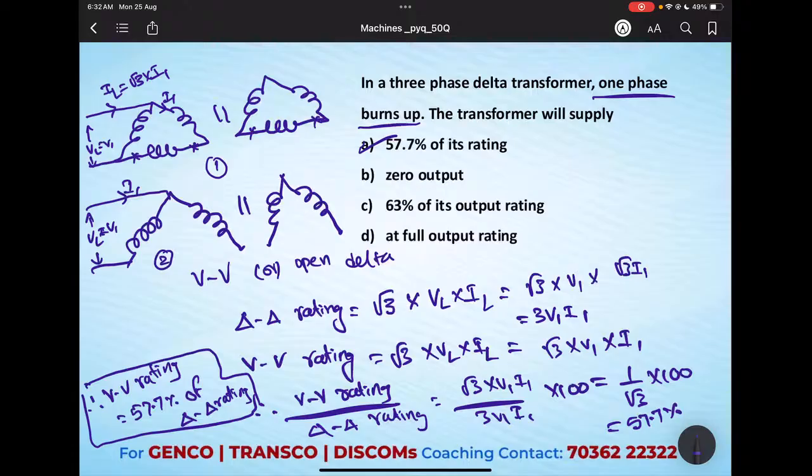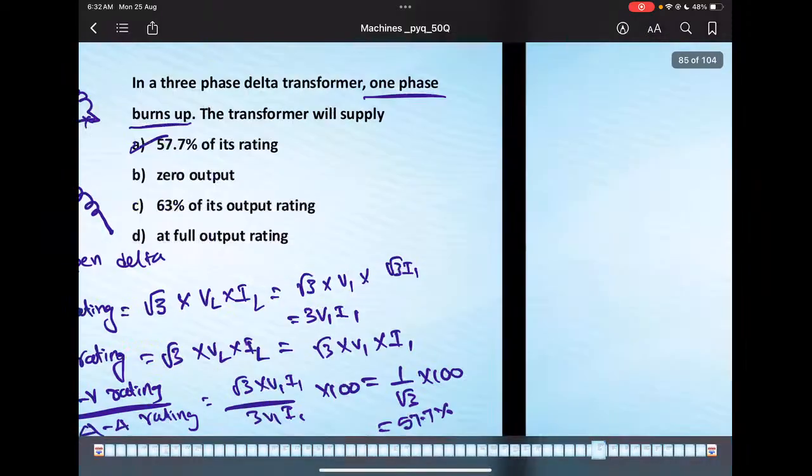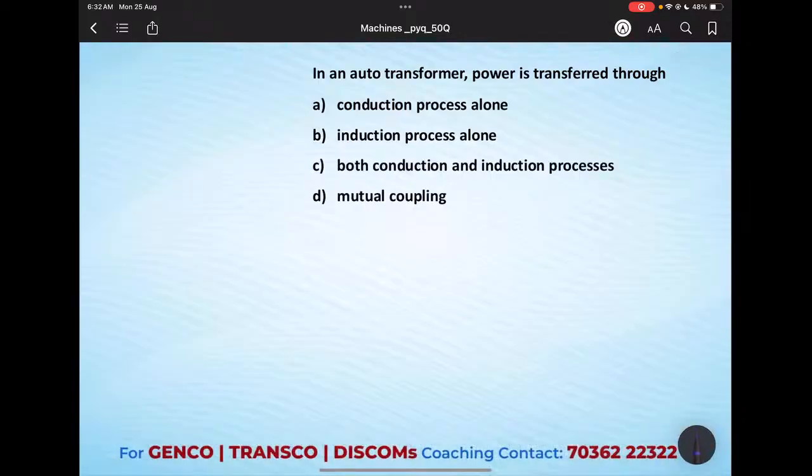So this is about the VV type of connection. Let's move on to the next question. The next question is about an auto transformer: power is transferred through which process? I think this is also a repeated question. The answer is both conduction and induction process. I already explained this in today's session itself.